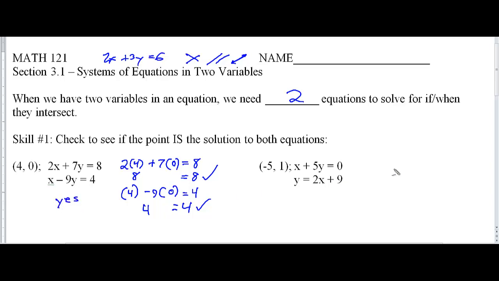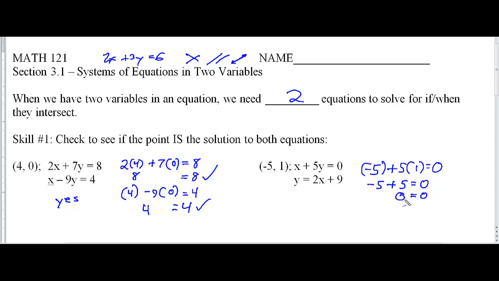Now let's look over here and see how this works out. We're going to plug in negative 5 for my x and plug 1 in for my y and see if that equals 0. Well, let's go simplify that. Negative 5 plus 5 times 1, which is 5, is equal to 0. Therefore, negative 5 plus 5 equals 0. 0 is equal to 0.